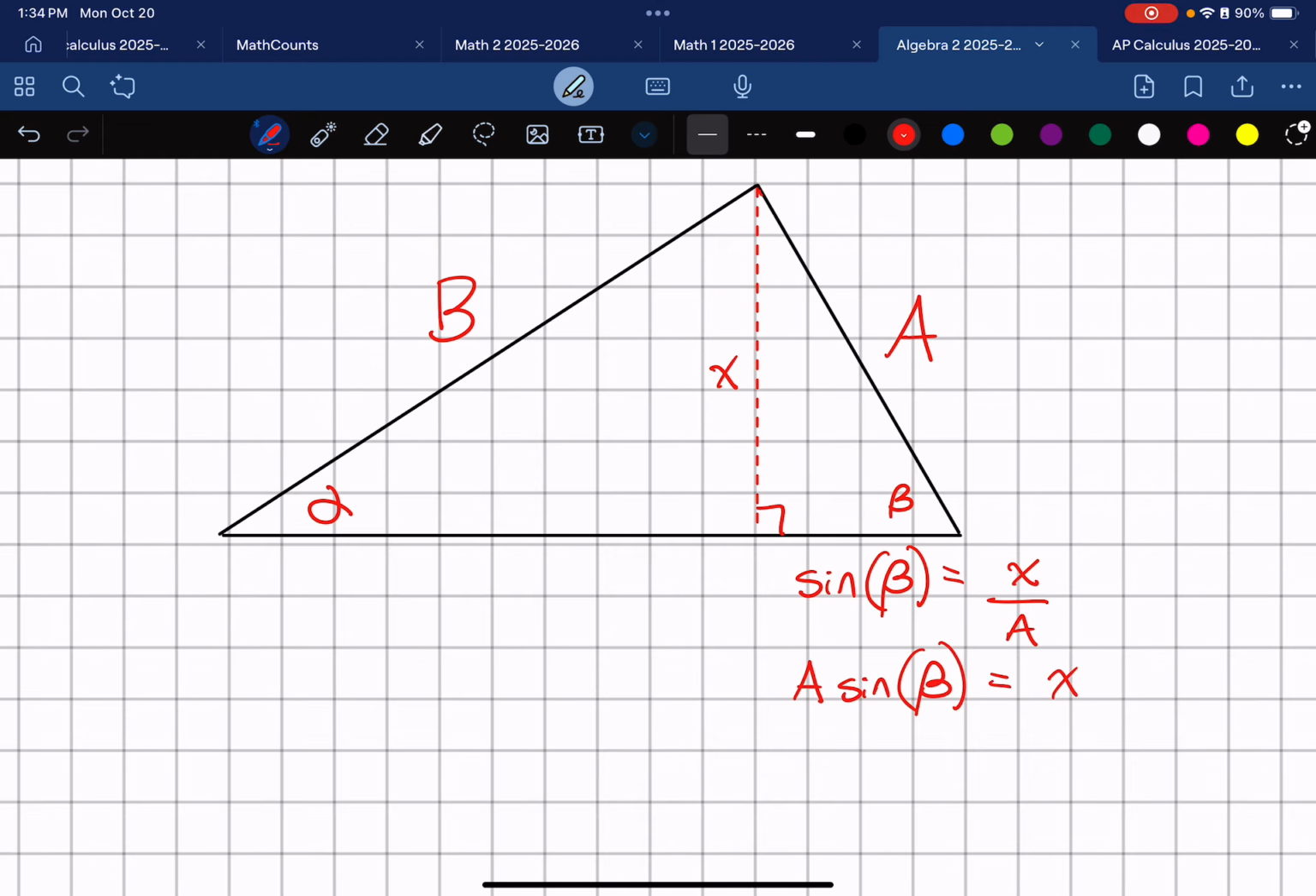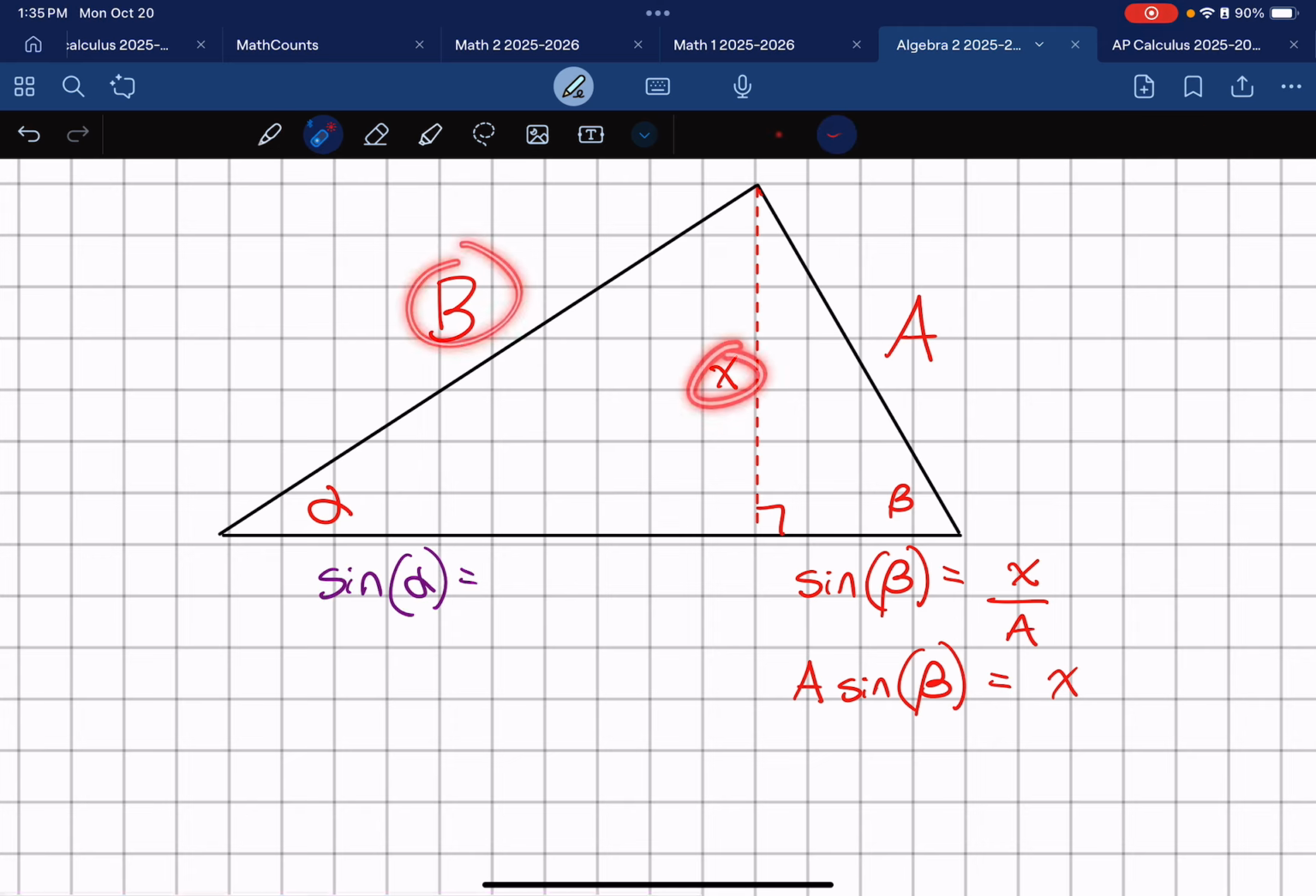Cool. What about the one on the left? This one on the left is going to be doing sine again. I'll say sine of alpha is equal to my opposite divided by my hypotenuse. It is going to be equal to x divided by capital B.